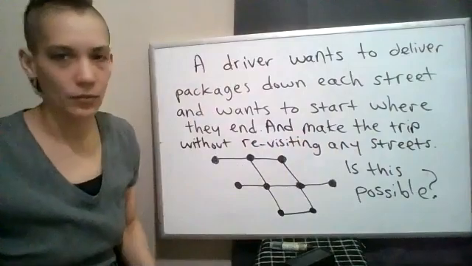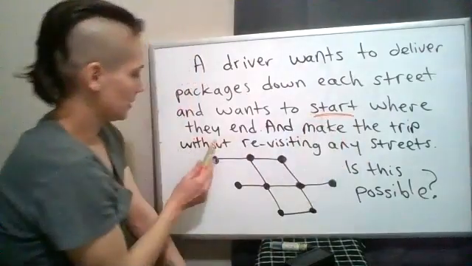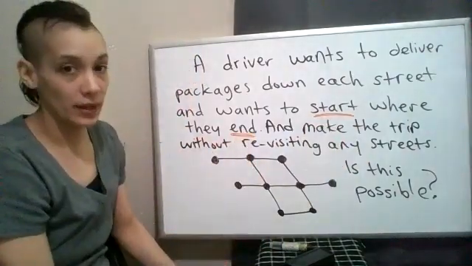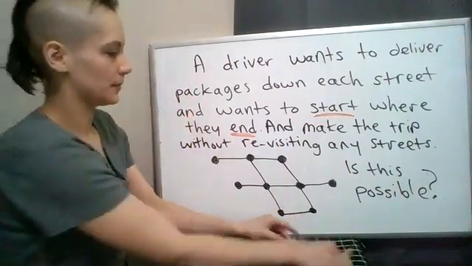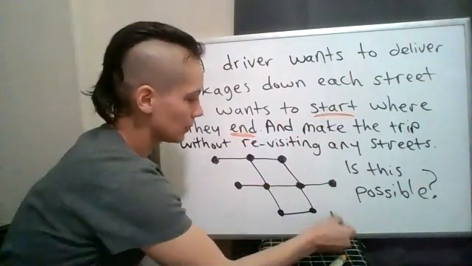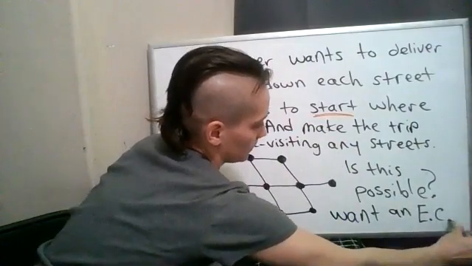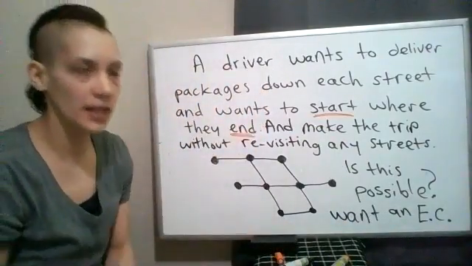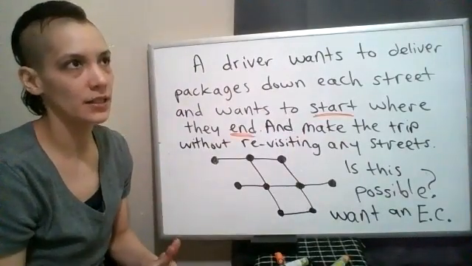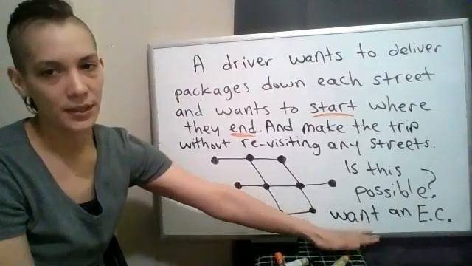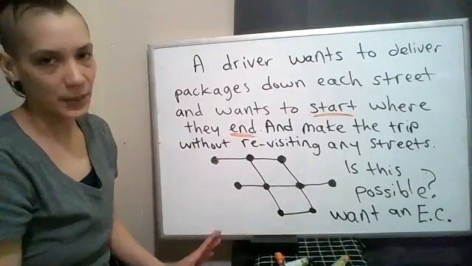Okay, so first, what are we looking for? We're looking to start where we end. So we want a circuit. We want to visit every street, so we need an Euler circuit. So we want to check all of the degrees and see if they're all even, or just make sure that there's no odds. And then this is possible. But if we find even one odd vertex, it's not possible. We can just stop.